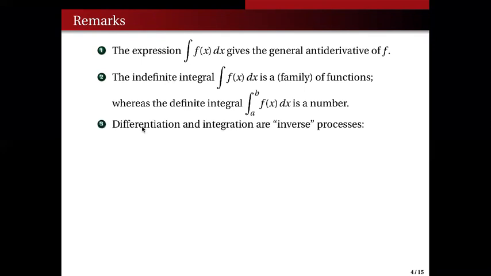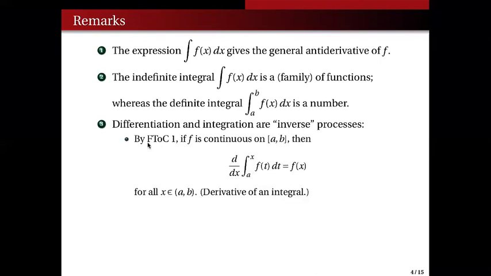Now, differentiation and integration are inverse processes, just like what I mentioned earlier. By FTOC number 1, if f is continuous on [a, b], then the derivative with respect to x of this integral is equal to f of x for all x inside the open interval (a, b). What does this mean? The derivative of an integral.